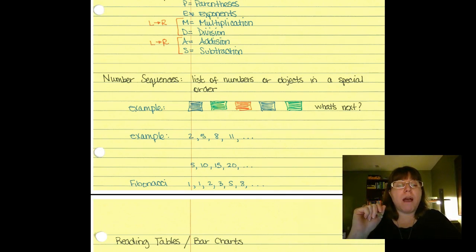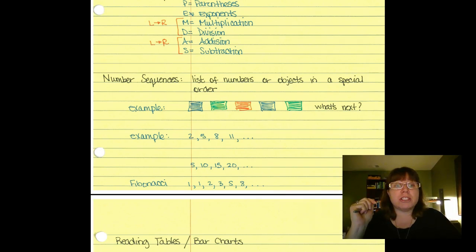Another example, 5, 10, 15, 20. What do you think comes next? Well, each one of those was a change by 5. 5 to 10, I changed it by 5. 10 to 15, I added 5. 15 to 20, I added 5, so my next value should be an addition of 5. That will be 25.